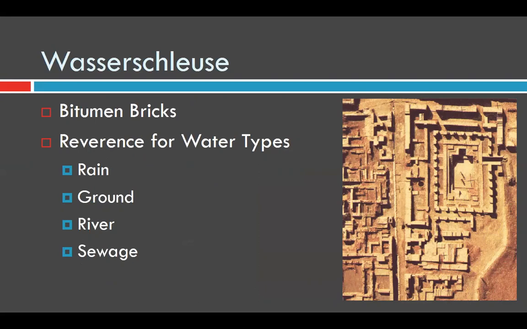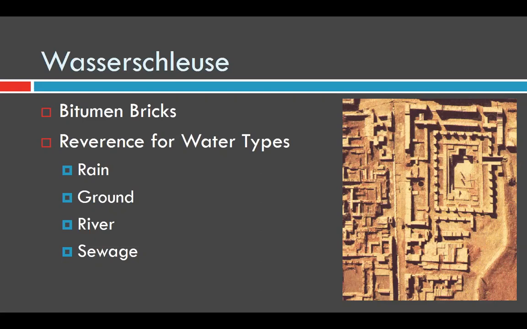Part of the technology involved in storing of water is lining their clay bricks with bitumen, that waterproofing agent that we talked about, a mineral that repels water. And through their architecture, it seems that they recognized four types of water in different levels of purity: rainwater, groundwater, river water, and sewage water, in that order.